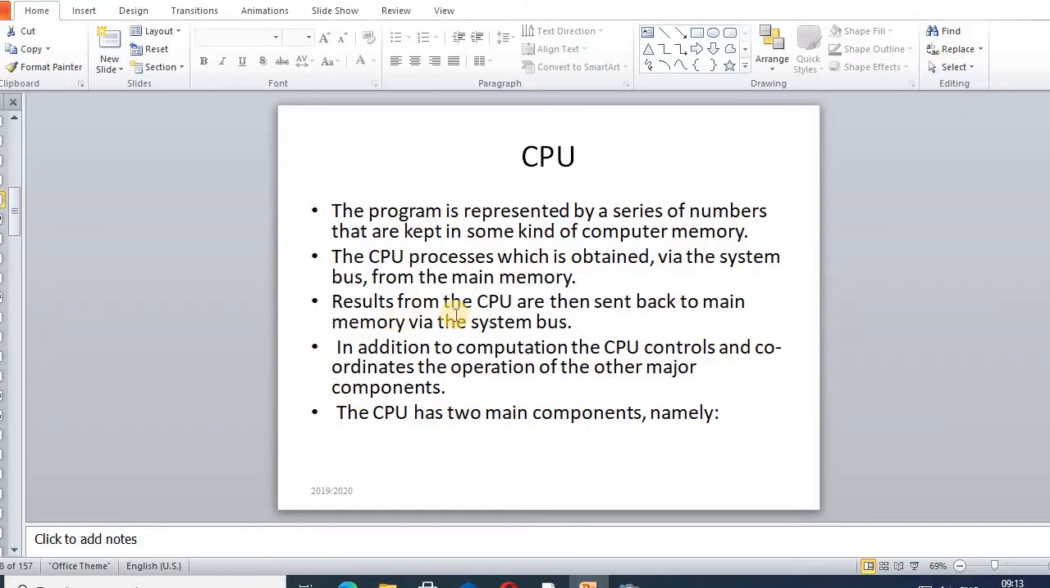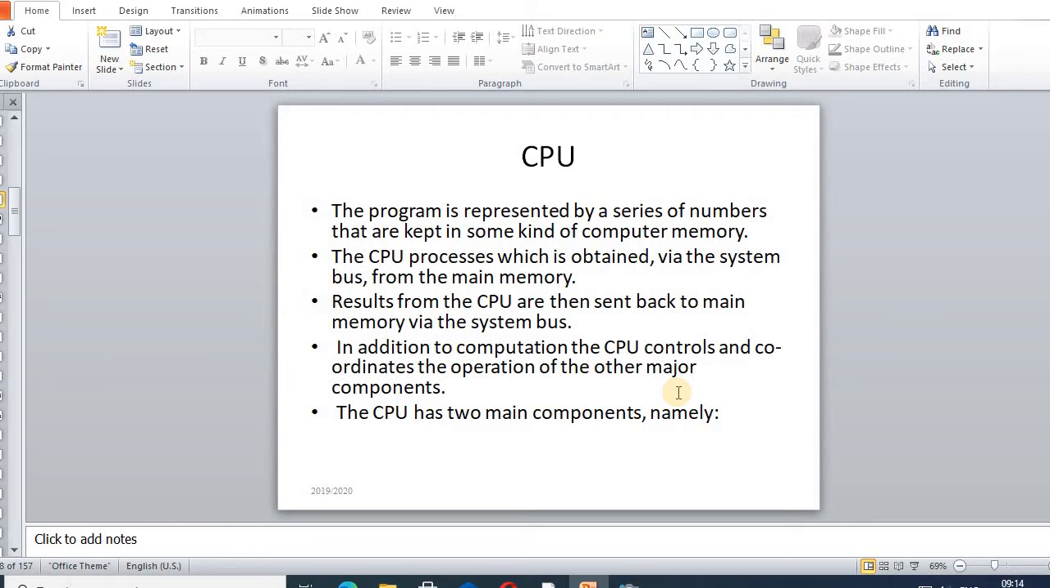The results from the CPU are then sent back. So after interpreting here, it comes back to this place. In addition, the CPU controls and coordinates the operations of the other major components. So the CPU will be in position to coordinate all the parts of the computer. Anything that you are doing here, that's why during the time of booting, it takes some time to check whether all the parts are attached.